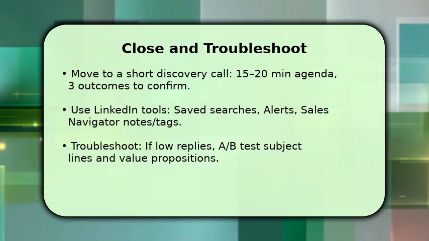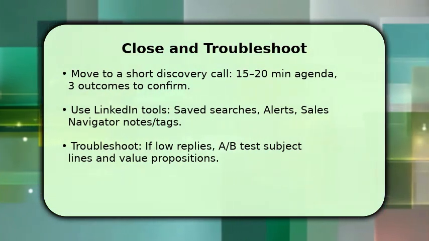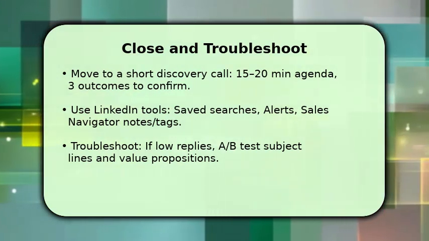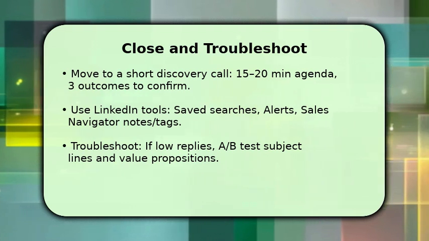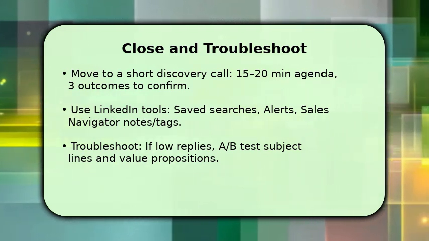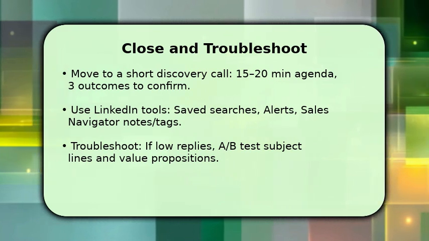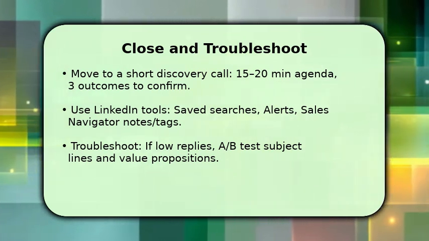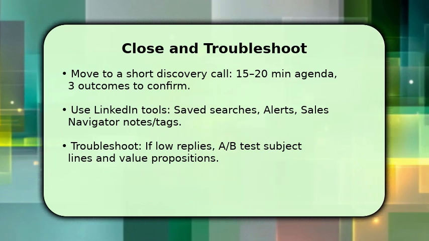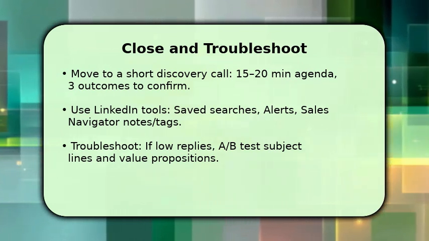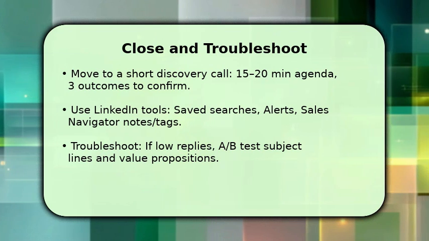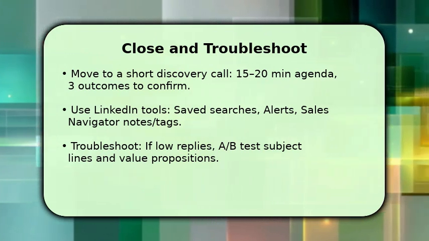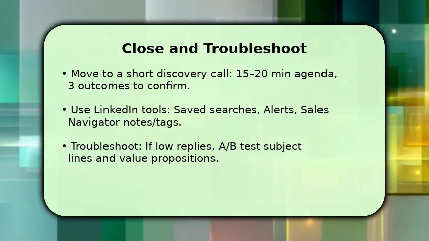You should transition qualified prospects to a focused 15 to 20-minute discovery call with a clear agenda and 3 outcomes to confirm. Use LinkedIn features like saved searches, alerts, and notes or tags in Sales Navigator to track progress and follow-ups. If outreach stalls, troubleshoot by A/B testing opening lines, swapping the lead value proposition, or shortening messages.